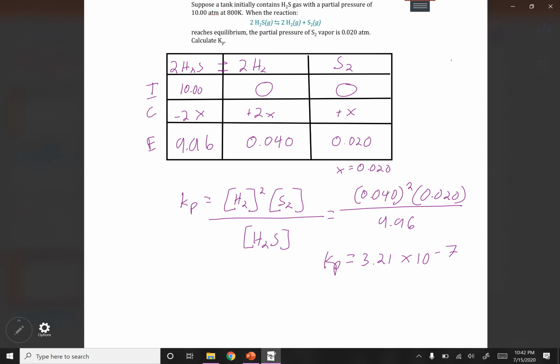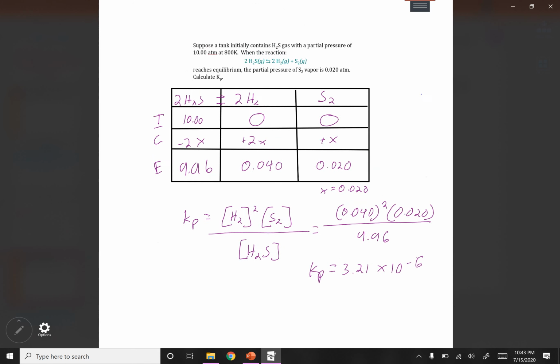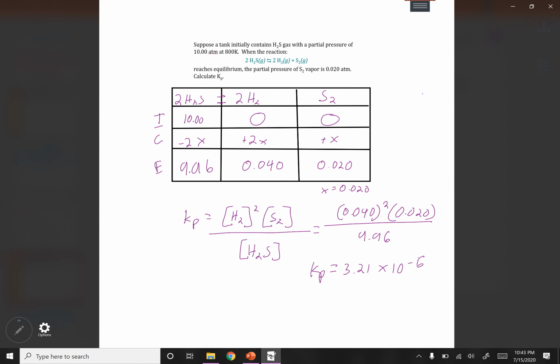And that gives us an answer of 3.21 times 10 to the minus 6. So it really didn't affect our answer. Minus 7 was not correct in the first place. Okay, so that's your solution for this one. So really it's the same setup, just a little bit different in that we're dealing with pressure.